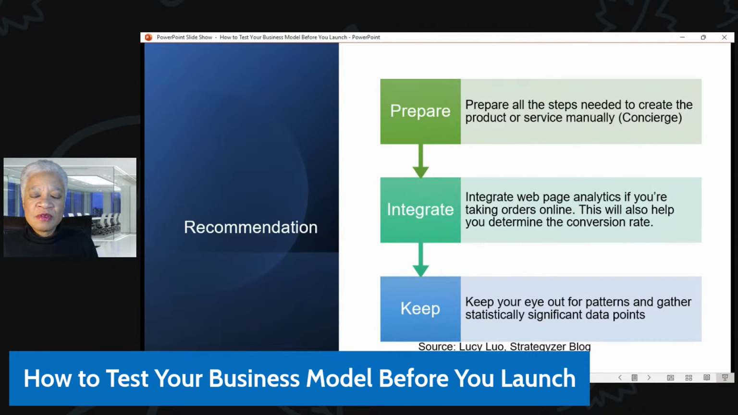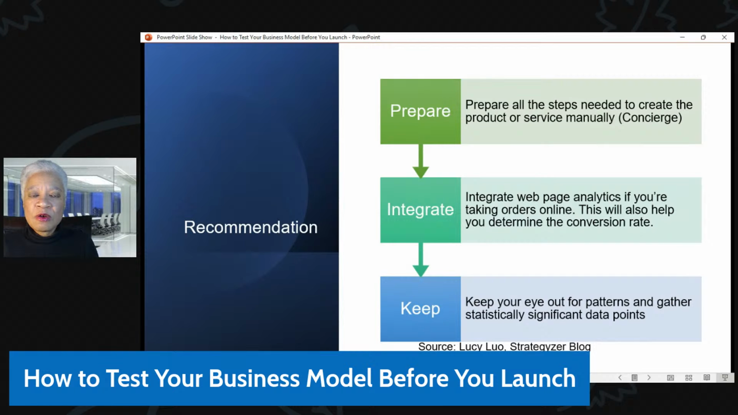All right, so the first thing you want to do is prepare all the steps that are needed in order to create that product or service manually. Again, that's the concierge method. You're not at the point where you're actually building a prototype yet.